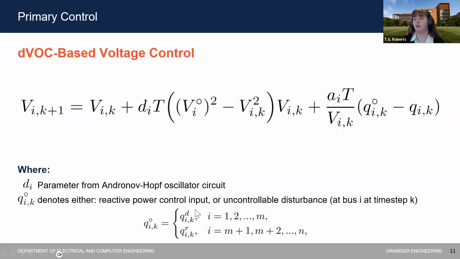If it's a load bus that's interfaced through a grid forming inverter, it would be QID for the demand. Or if it's a generation bus, then it would be QR for the resource. This extra term here comes in due to the nonlinear nature of the oscillator circuit, so we just have an extra term that is derived from there. But if we ignore this and assume that our VI is close to VI circle, then it collapses down a bit to have a similar structure as frequency.